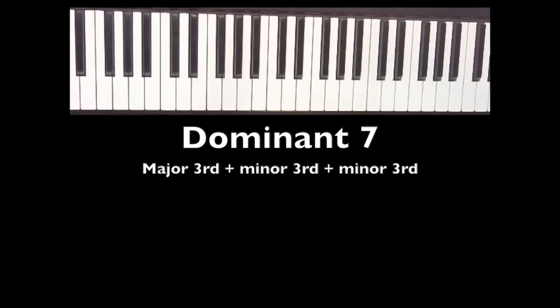Let's take another note as an example. Here's an E flat, and we're going to build an E flat dominant seventh. 1, 2, 3, 4. So from 1 to 3 is a major third. 1, 2, 3. From 3 to 5 is a minor third. And from 5 to 7 is another minor third. So a dominant seventh is built on a major third, a minor third, and another minor third.